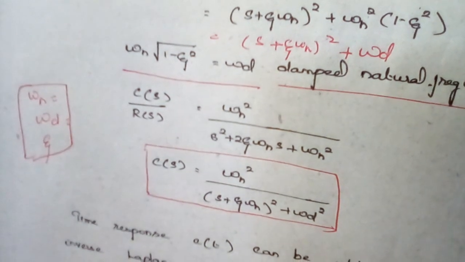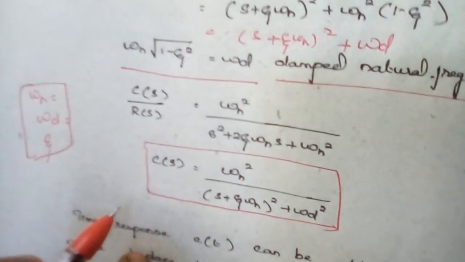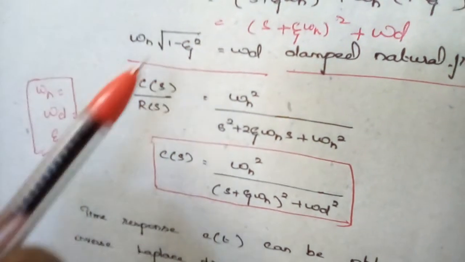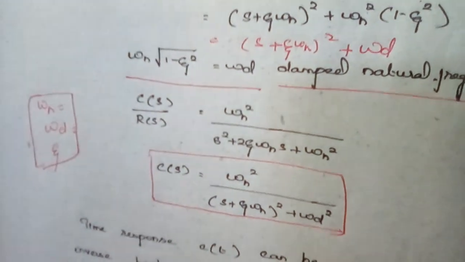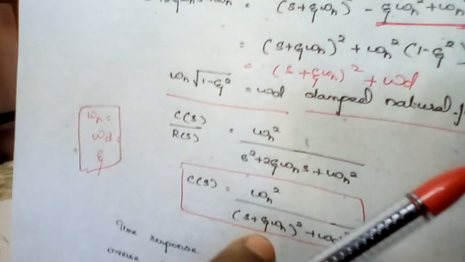So with this, I stop here, and in the further sessions, let us discuss the second order system with various types of input signals and the response corresponding to the input signals which we have provided, right?